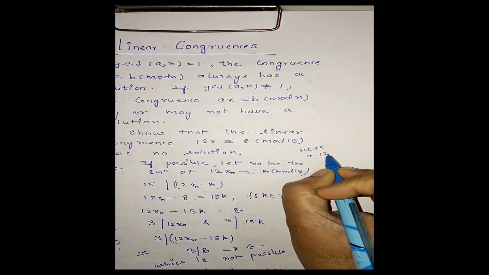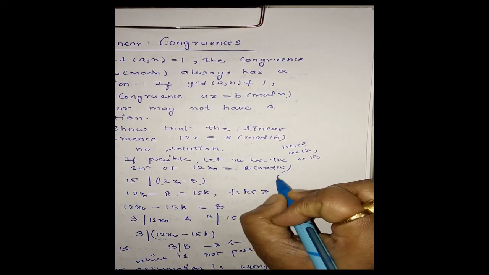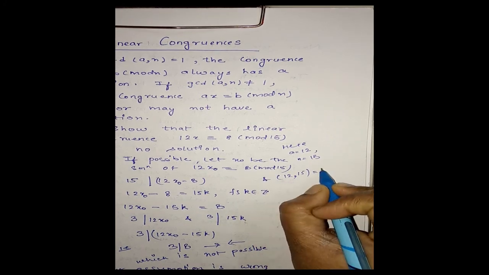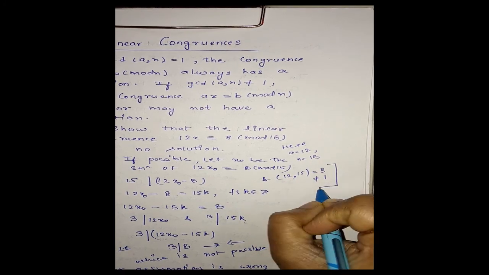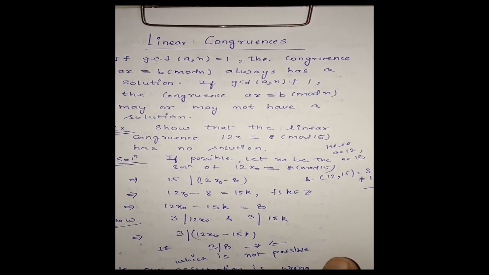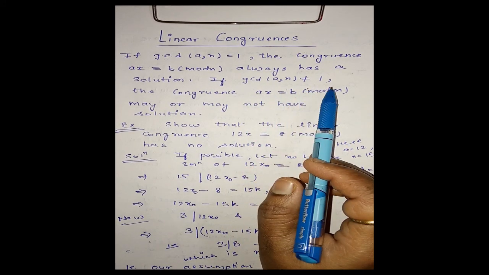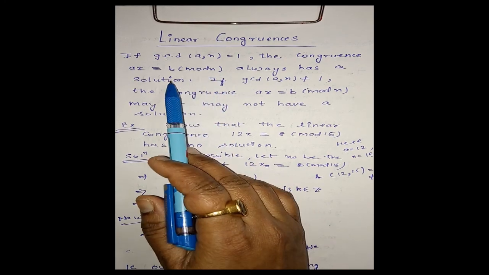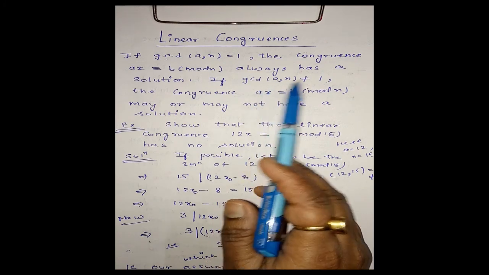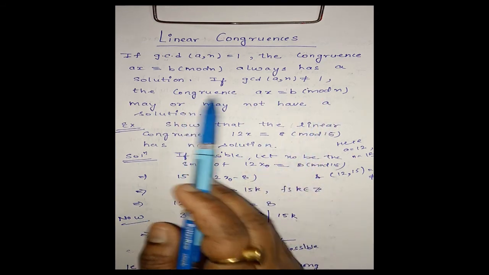Clear? Here we note that a is 12 and n is 15. Also, the GCD of 12 and 15 is 3, which is not equal to 1. That means in this video, I'm going to discuss the case when the GCD of a and n is not equal to 1. If it is equal to 1, then we have discussed that the congruence will have a solution. Now I'm going to discuss the case when it is not equal to 1, and under what condition this linear congruence has a solution.